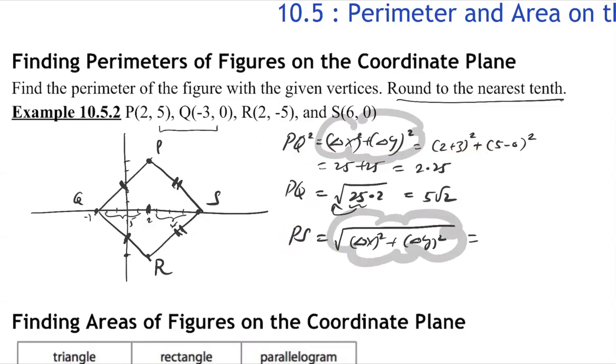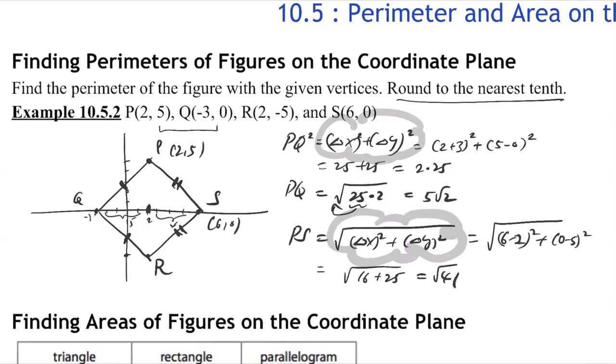So we're looking for PS, the distance from here. So this is 2, 5, and that is 6, 0, right? So change in x is 6 minus 2, squared, and then y is 5 minus 0, squared. In this particular case, I actually made a little boo-boo. You really should keep the order in which we do this, even though it really doesn't matter in this particular case. So that's 4 squared, which is 16, and that is 5 squared, which is 25. And that is root 41. Do you see that?